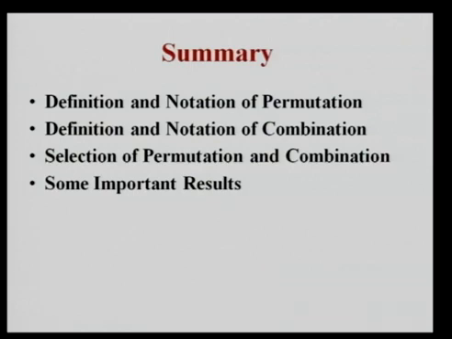Let us summarize today's session. First we discussed what we mean by permutation. Permutations means we want to count the number of ways in which n things can be arranged taking r at a time. Then we talked about combinations. In combinations we form groups out of n things. If we want to select r things at a time, how many groups can be formed? In that case we use combinations, and in the case of arrangements we use permutations.